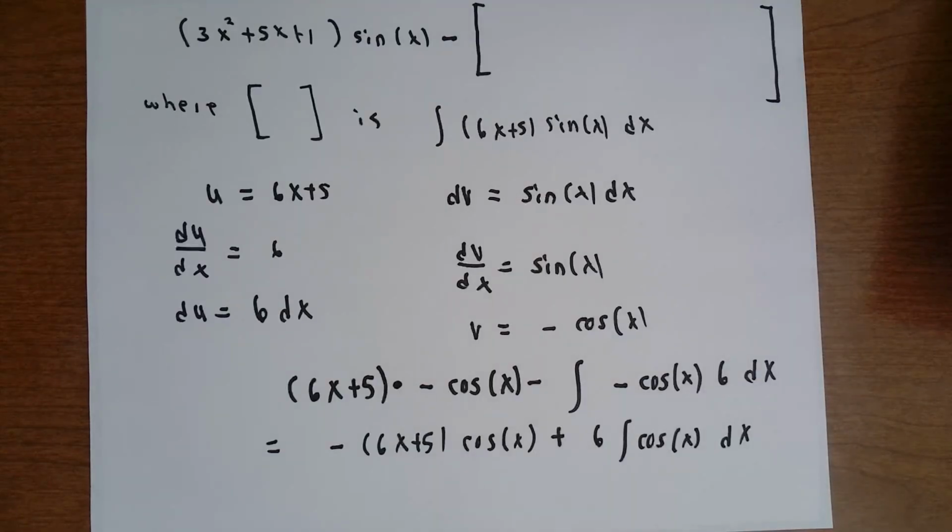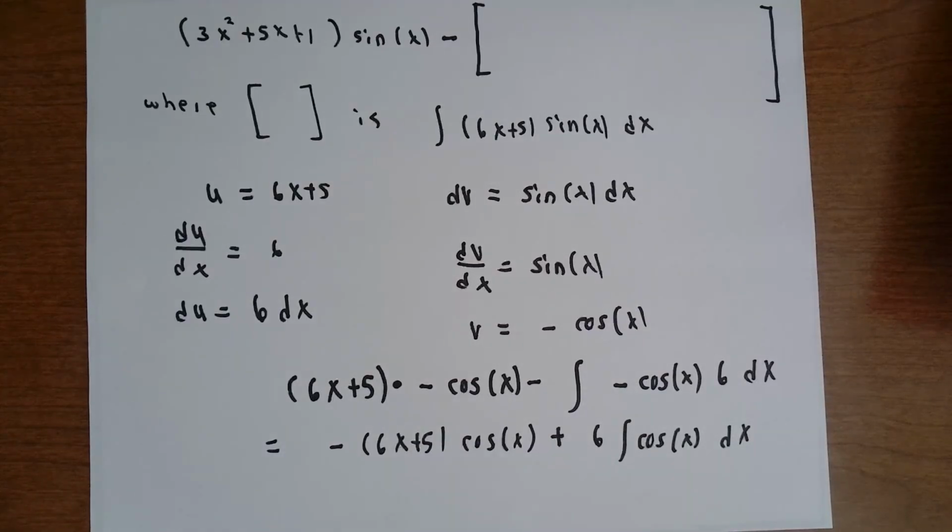Notice that you have to be very careful about your parentheses and grouping symbols. U times v is the number 6x plus 5, that number, times v, which is the negative of cosine x. Then I'm supposed to subtract away the integral of v du. V is negative cosine x, and du is 6 times dx. Minus minus is plus. Bring the 6 out front.